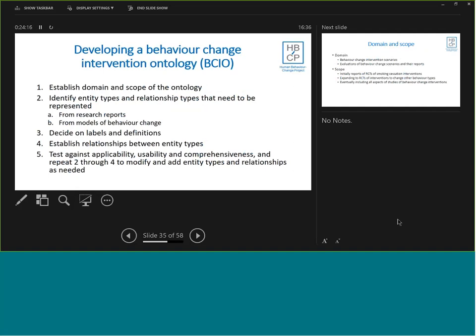And these are very general steps we're using. So first of all, for each of these, we establish the domain and scope. We identify entity types and relationship types that need to be represented, and we do this from research reports and from models of behaviour change. We go out to experts also to get their input, decide on labels and definitions, establish the relationships between the entity types, and then we test against applicability, usability, and comprehensiveness with panels of behaviour change experts, public health experts, and ontology experts, and then iteratively modify this until the consensus is that this is good enough to run with.